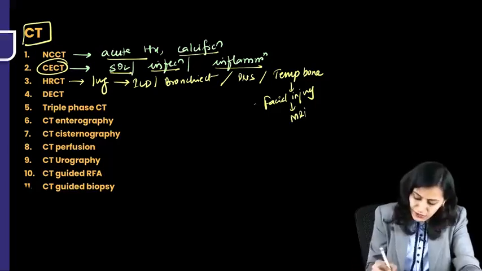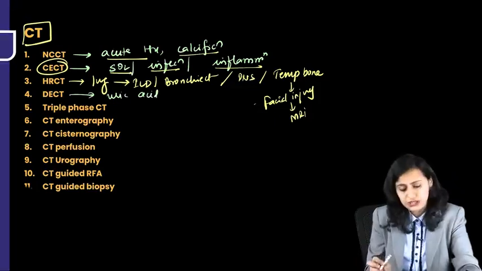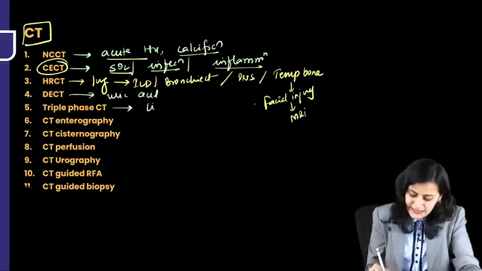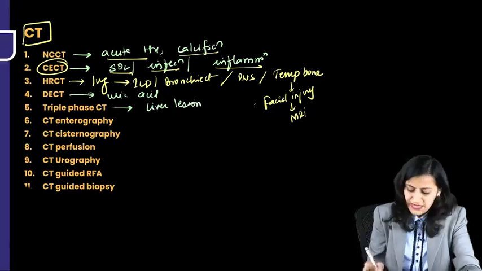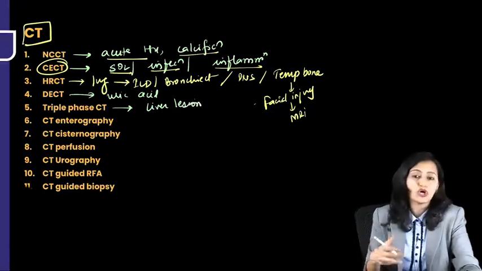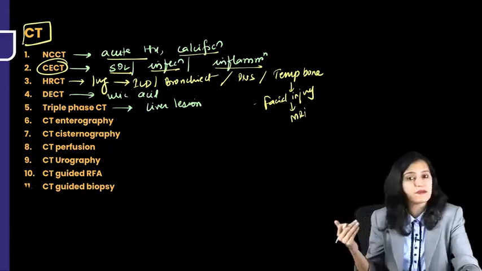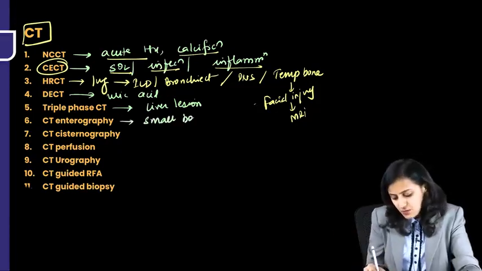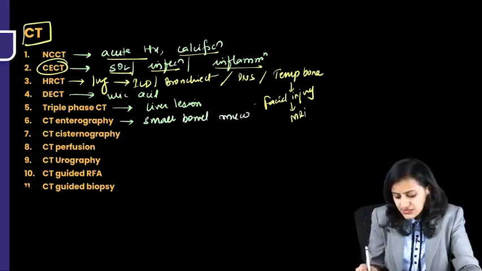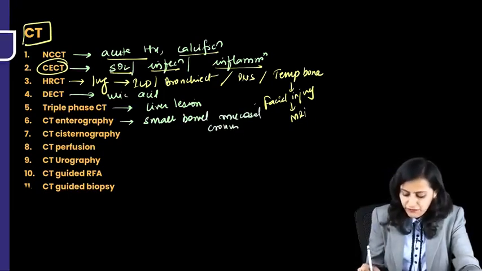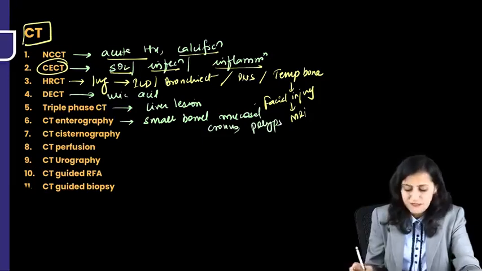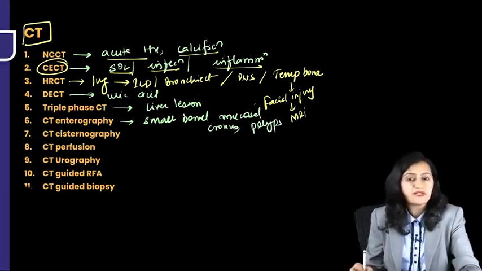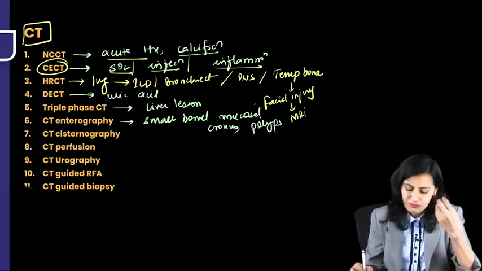Next one, dual energy CT is done for uric acid identification. Triple phase CT is done for liver lesions. It helps us identify the lesions based on the enhancement, covered in hepatobiliary radiology. CT enterography is a good investigation for small bowel mucosal lesions, like to look for the activity of Crohn's disease, to look for polyps. It is done giving oral mannitol.